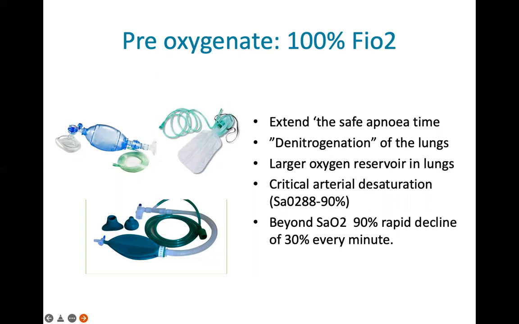We also need to know that when the saturation reaches 90%, after that, every minute there is a very rapid decline in saturation. You would have seen that. Initially the saturation holds on, then once it starts declining, it seems to fall precipitously. That is because, if you remember the oxygen hemoglobin dissociation curve, you have come from the plateau to the steep part. So this much you understood, that you are trying to give 100% oxygen so that the nitrogen is washed out and your alveoli are filled up with oxygen.